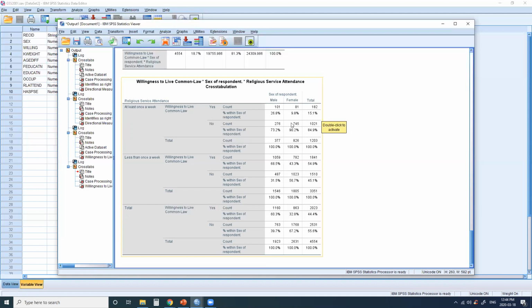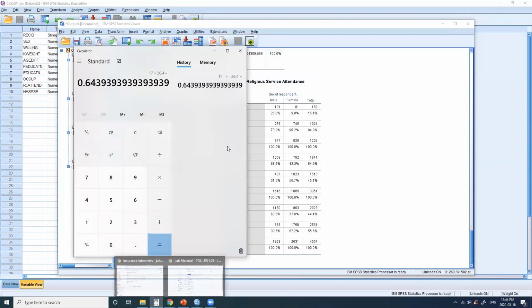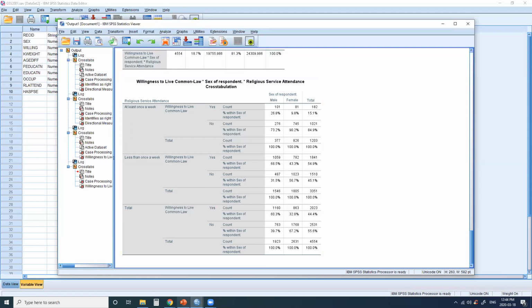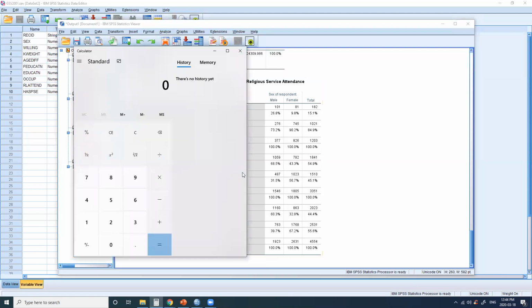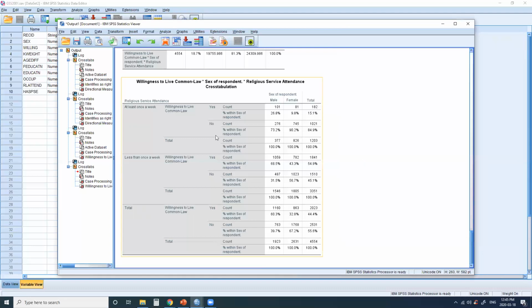What is that? 17 divided by 26.4, the original gap, right? So the gap is only 64% of the original gap. And if we're comparing the gap amongst the religiously observant versus the non-religiously observant, what do we have here? 17 divided by 25.2. So 67%, right? So the gap amongst the religiously observant is two-thirds that of the gap amongst those who are not religiously observant.